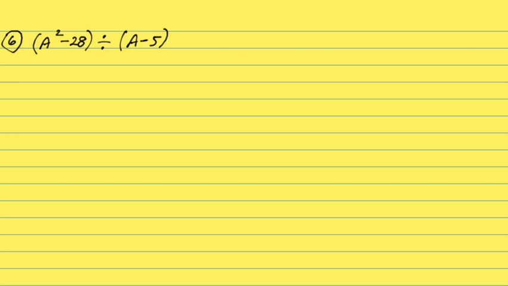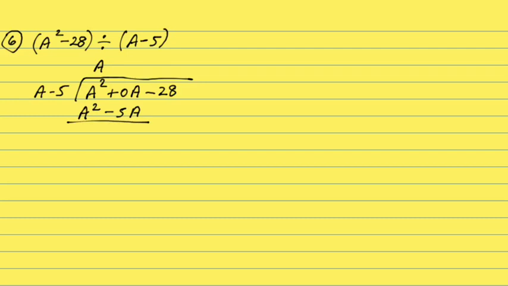Number 6 here. I have a squared minus 28, so I'd have to do a squared plus 0a minus 28, and that would be divided by a minus 5. A times a is a squared. A times negative 5 is negative 5a. Change your signs and add. So you have 5a and the negative 28 comes down.